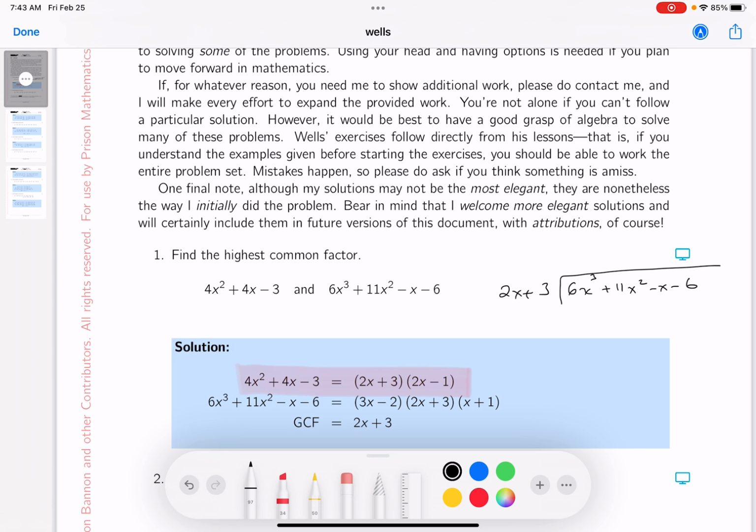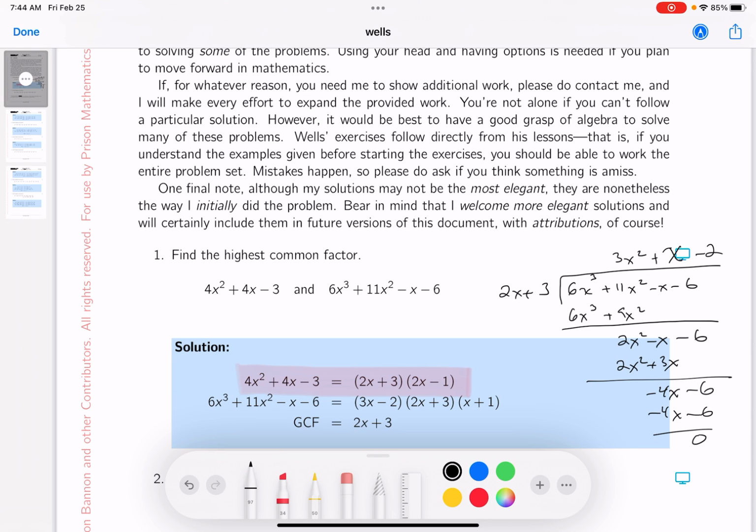So you get 3x squared. 3x squared times 2x is going to be 6x cubed. And then you're going to get 9x squared. Subtract, what do you get? 2x squared minus x minus 6. Repeat, what do you get now? Plus x. What does that give you? 2x squared plus 3x. Subtract, what do you get? Minus 4x minus 6. Repeat, that would be a minus 2. What do you have there? Minus 4x minus 6, which is 0.